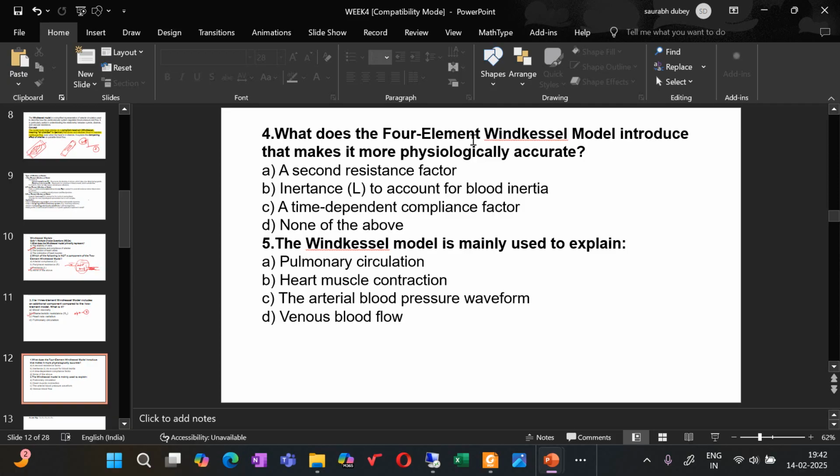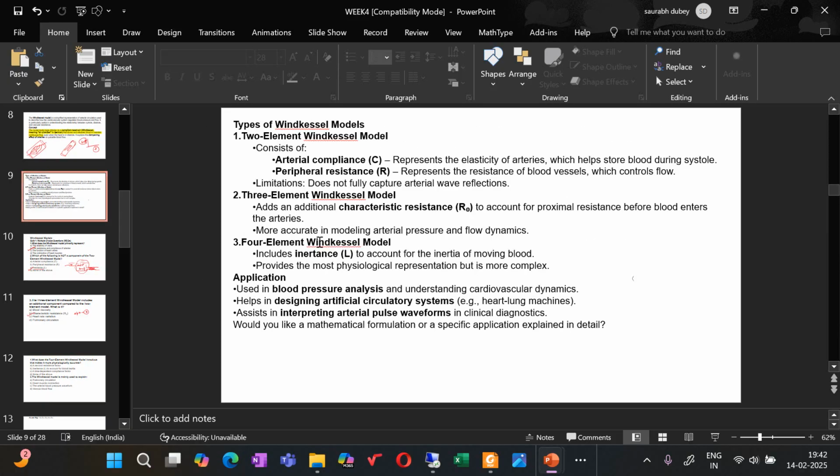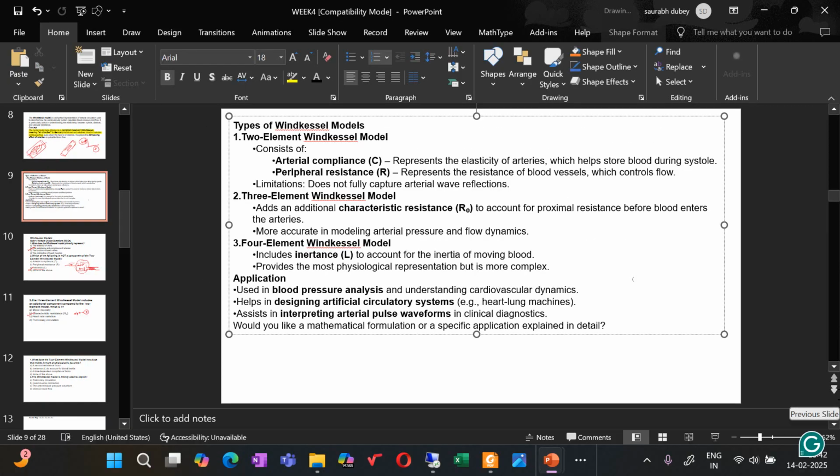So the four element Windkessel model, if you look at this, provides the inertance L to account for the inertia of the moving blood. This provides the most physiological representation, but it is more complex.